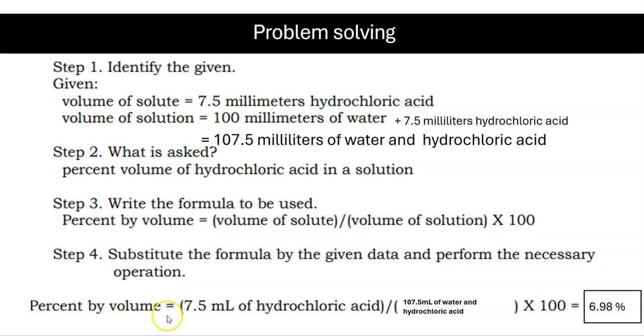So we have percent by volume is equal to 7.5 mL of hydrochloric acid divided by 107.5 mL of solution times 100. The answer is 6.98. Again, let's just put the percent symbol in our final answer.